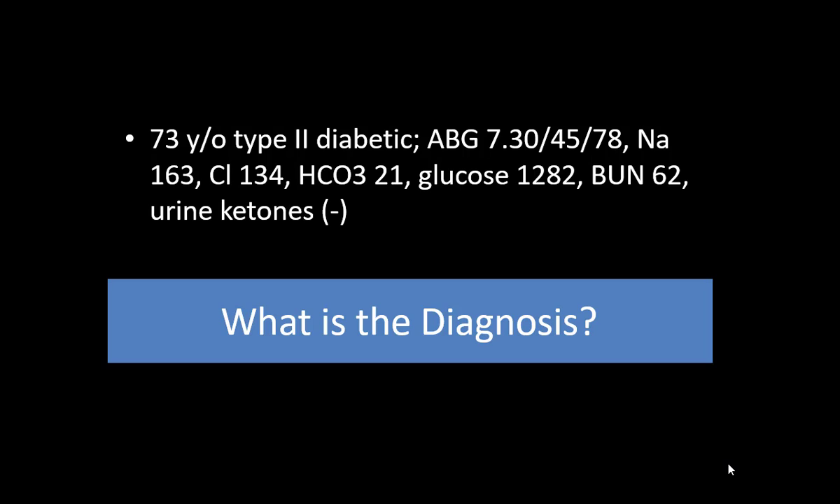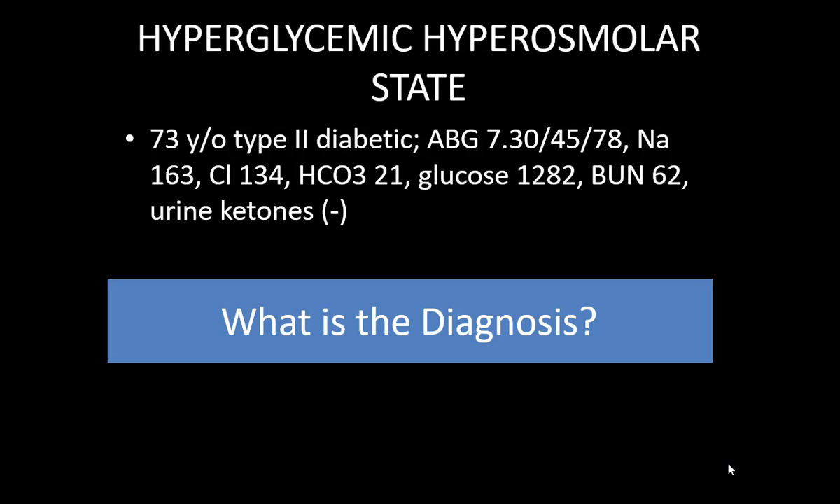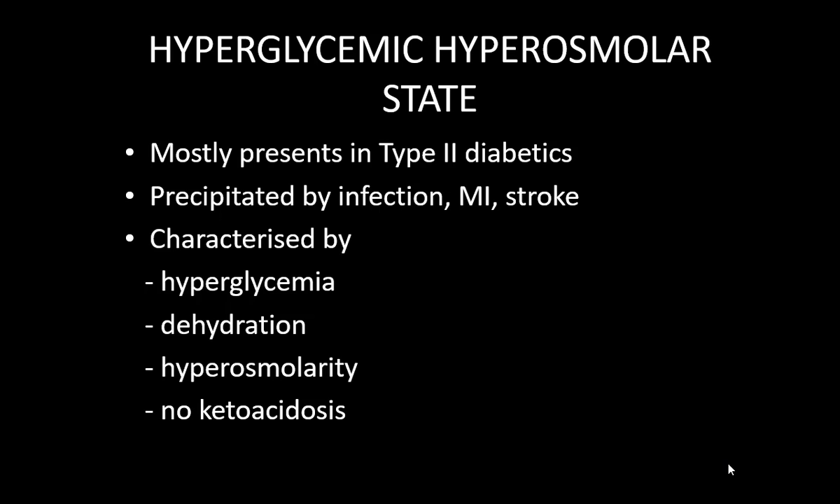One is on a higher side, urine ketones are negative. Again, hyperglycemic episode, not so bad acidosis, numbers are very high but the ketones are negative. What is the diagnosis? Hyperglycemic hyperosmolar state, right? So this is mostly present in type 2 diabetics. Again, the precipitating events are more or less the same as what we see in DKA.